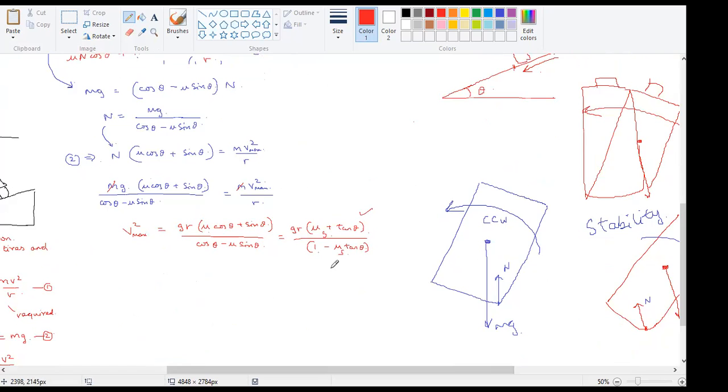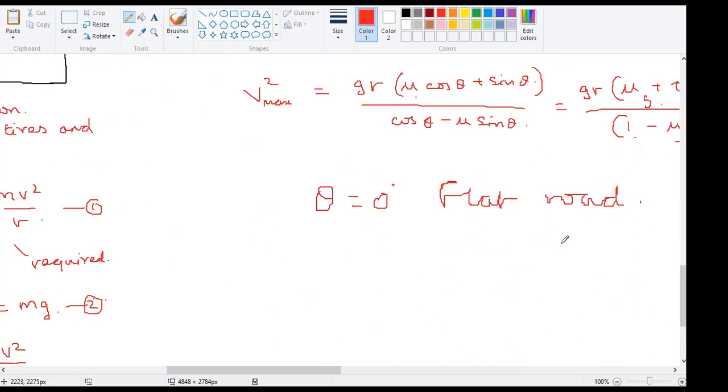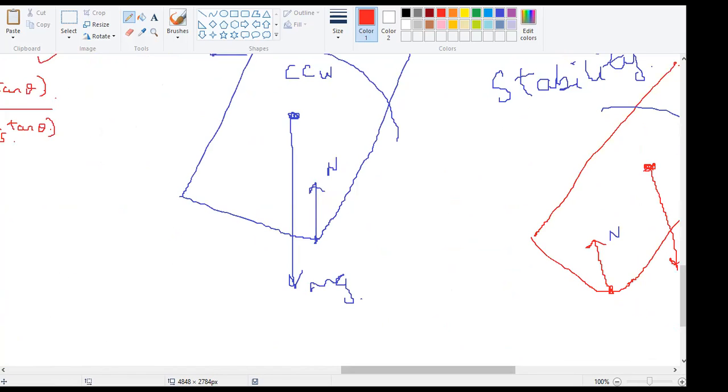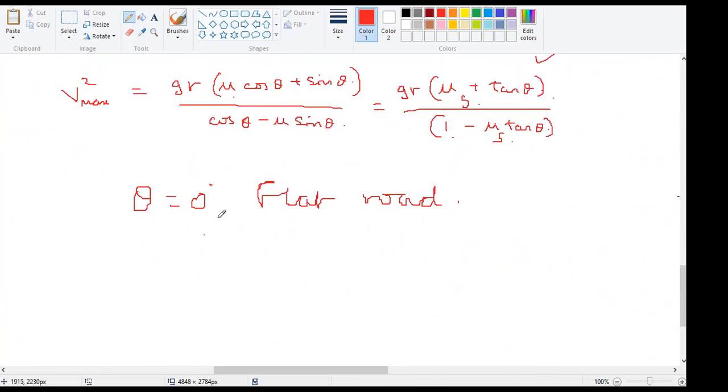Okay, coming back, this is a very interesting thing. Look at this. When theta is equal to 0, what does that mean? There is no banking at all, which means it's a flat road. So let's see what will happen if I put theta equal to 0 here. Tan 0 is 0, tan 0 is 0, so this term and this term will go away. Take it down as a special case.